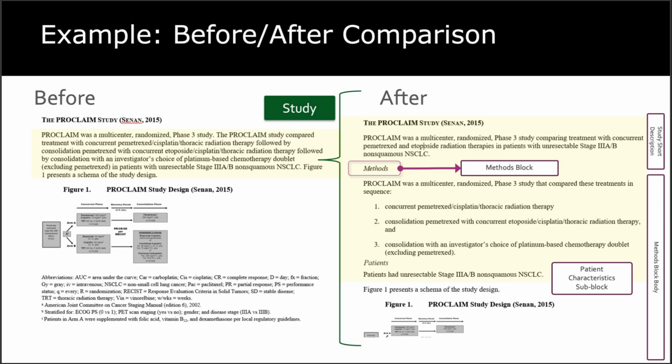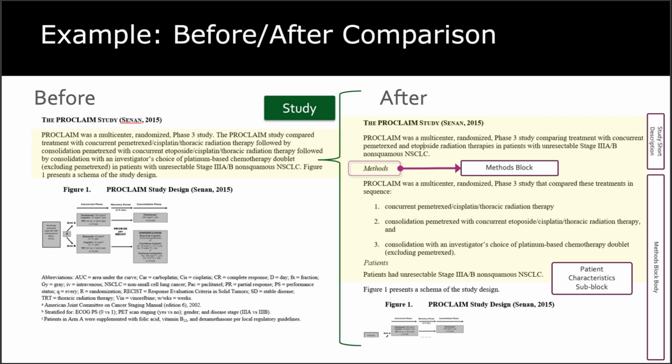And then we pulled out the patients, because the next thing they might want to know is who this was done on. Also under its own heading, it says that the patients had unresectable stage 3 AB non-squamous, etc. cancer. So now we have consistency in our structure. Things are being labeled as what they are, so with your eye, you can move across the page much more easily.